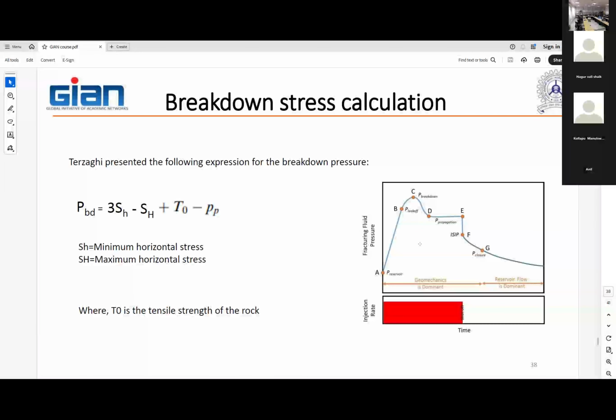This means when you are pumping the fluid and the fracture propagates all of a sudden, then your fluid pressure will go down, right? Because the volume of the system is increasing at a rapid rate. So this is your breakdown pressure. There is an equation that relates rock properties as well as different pressures to your breakdown pressure. So P breakdown equals 3 times the minimum horizontal stress minus the maximum horizontal stress plus T0. T0 is the tensile strength of the rock, minus the pore pressure in the formation. Okay. So this is the breakdown pressure.